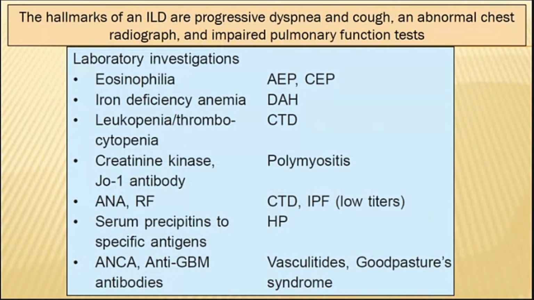Okay. So other investigations you can think of are your complete hemogram, where you look for eosinophilia, you look for anemia. If there's anemia, especially if there's an acute blood loss, acute hemoglobin drop, you can think of diffuse alveolar hemorrhage. Then you look at leukopenia, and then of course all your antibodies. You look at your connective tissue and other vasculitic syndromes. Okay, so that's basically with the investigations.